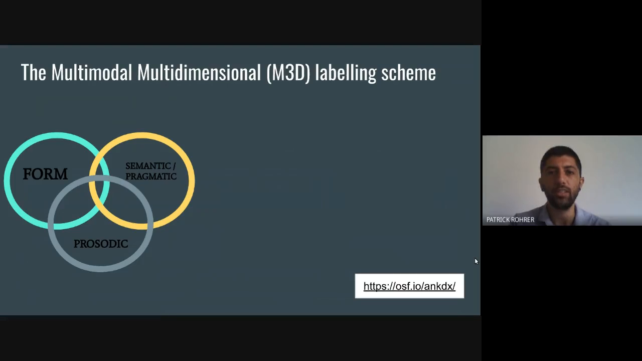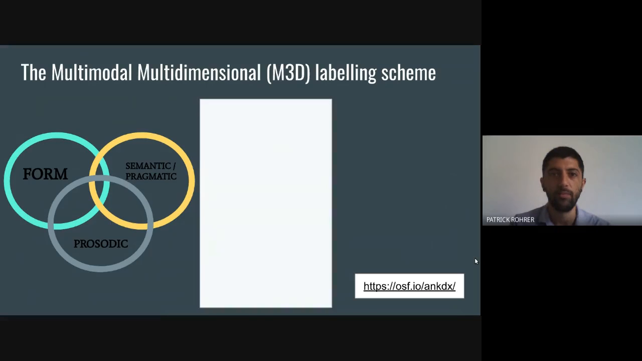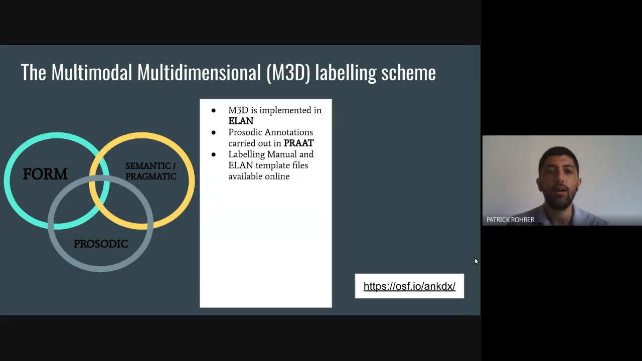Now, before I go in and look at each dimension and describe each one, there's a couple of general things that I want to mention about M3D. First, it's implemented in Elan, and prosodic annotations are often carried out in Praat. And we have written out a labeling manual and have created Elan template files, and we'll be placing those online. So you have the website right here at the bottom if you're interested in checking it out to get more details about the actual annotation procedure and using the system yourself.